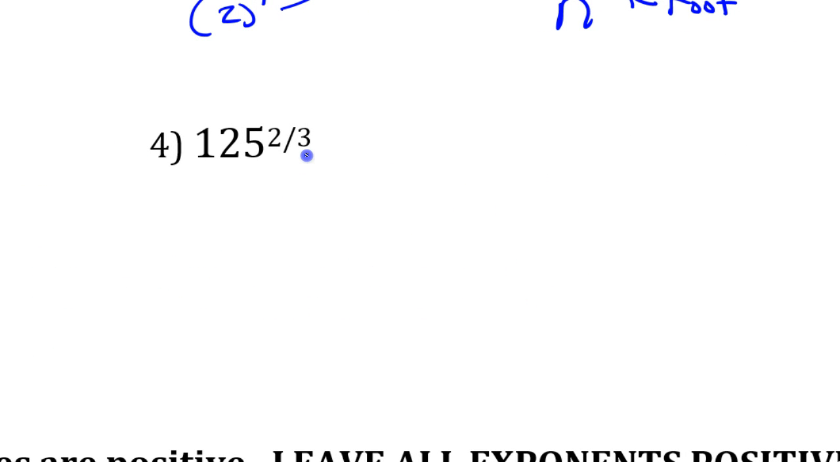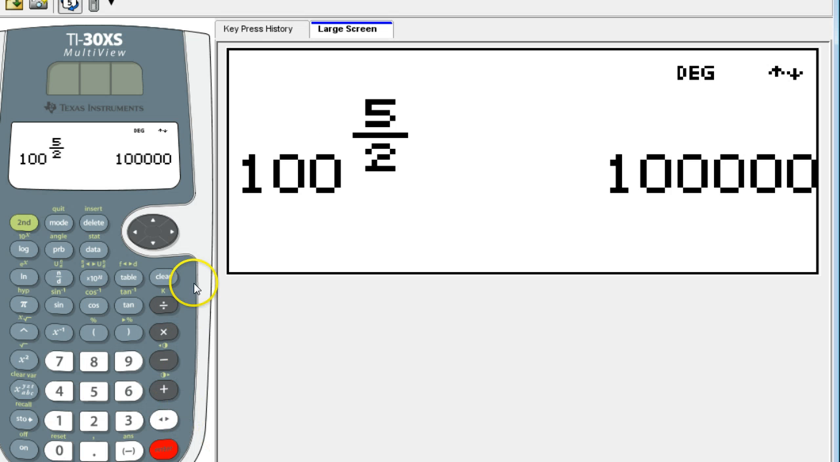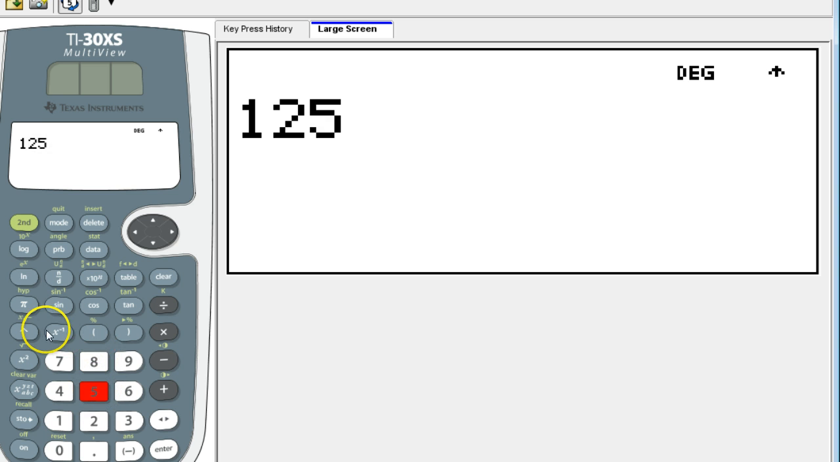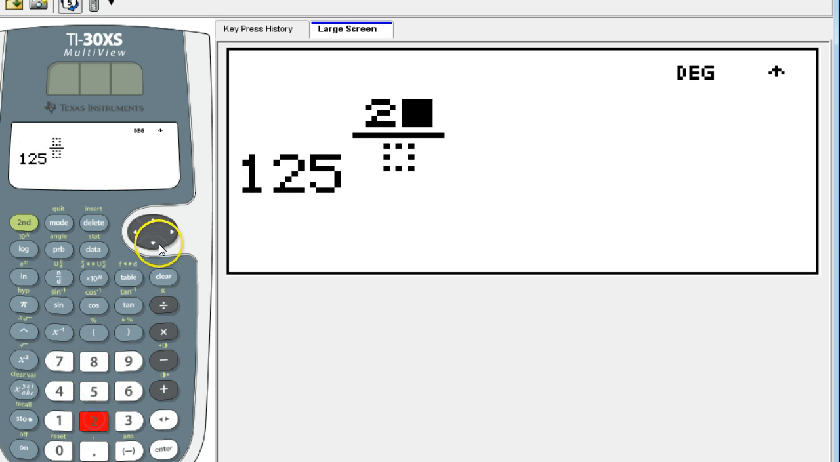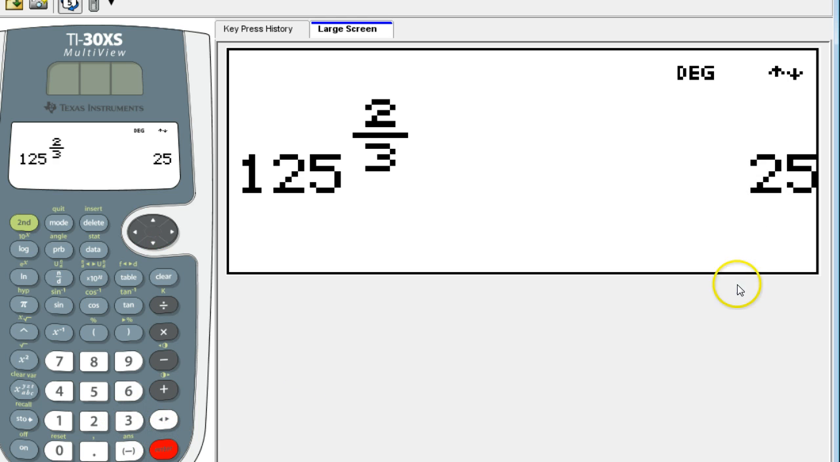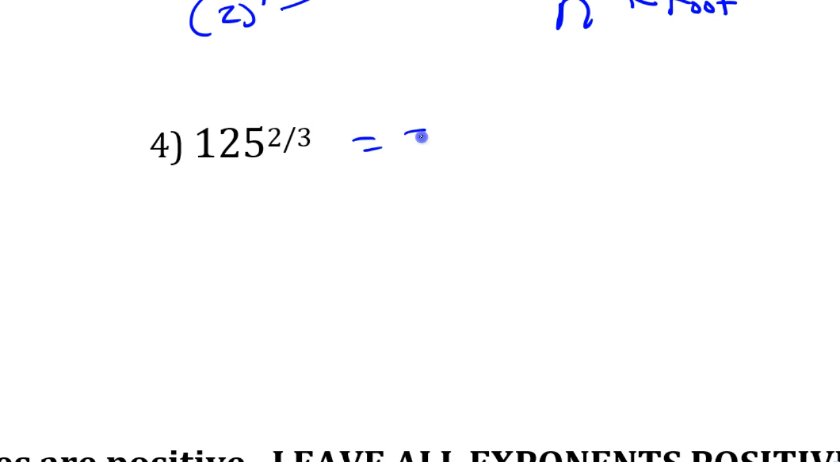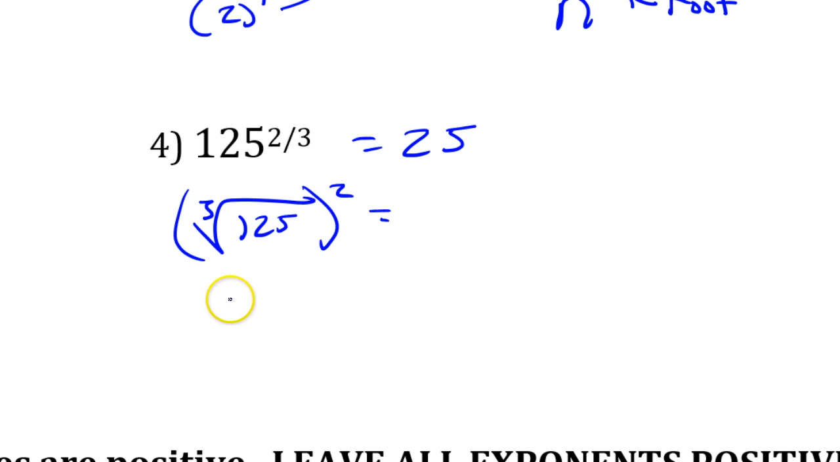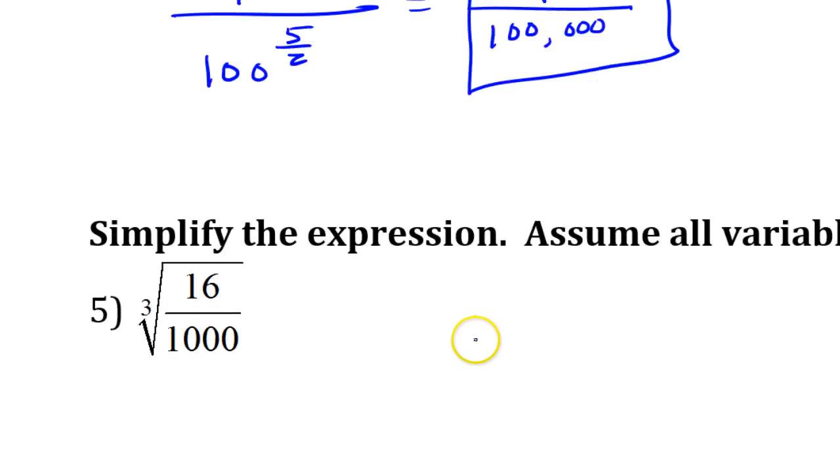What about this? Can my calculator handle 125 to the 2/3 power? Let's see, 125 to the 2/3 power. 25. Okay, that's just fine. I mean, I could break it down in stages. Remember, this is power over root. So if I wanted to do the cube root of 125 and then square that, guess what? The cube root of 125 is 5, and then 5 squared is 25. Okay, what else we have?